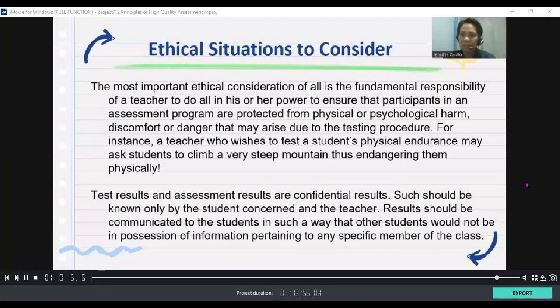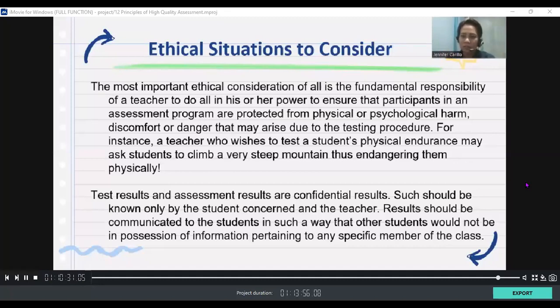Okay, students might be ashamed of their scores, and others might tease them. So we avoid that situation. That is why when we release scores and grades, it should only be released to that particular student or to that particular teacher.